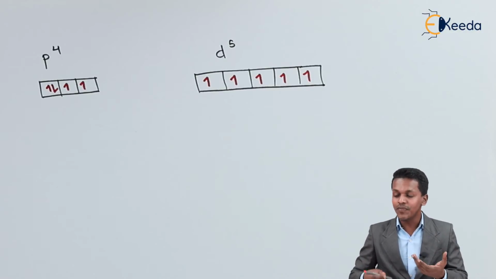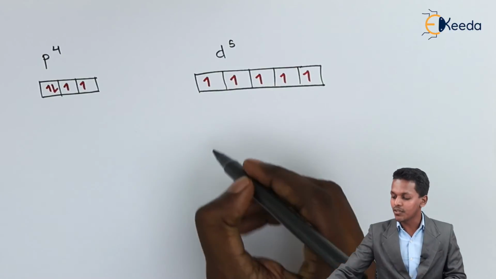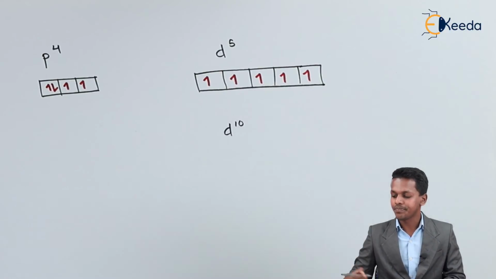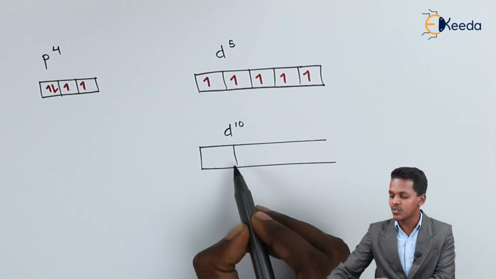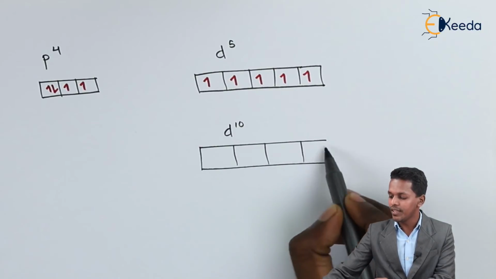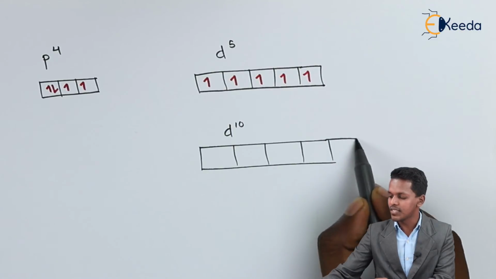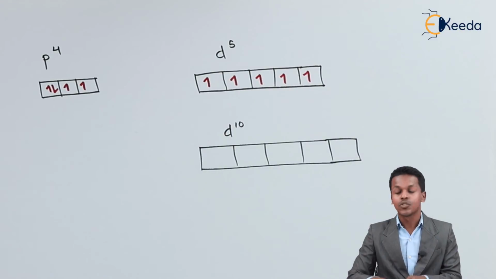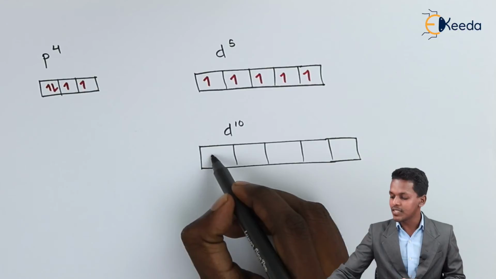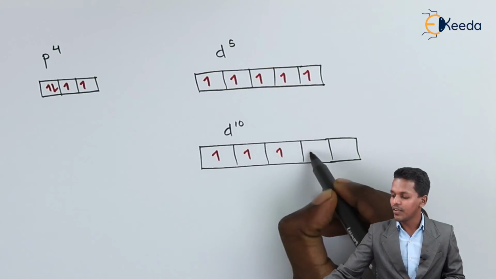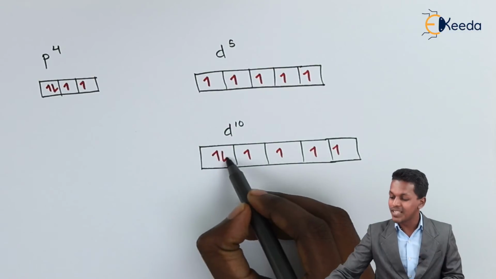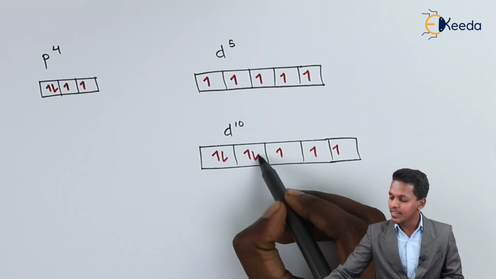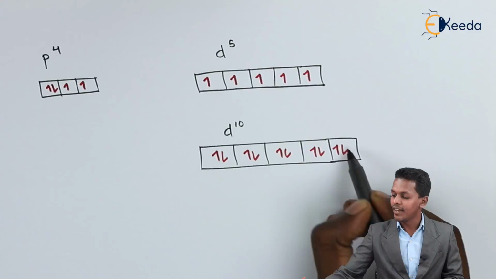Suppose we have another example, d10. As we understand, it consists of 5 orbitals: 1, 2, 3, 4, and this is the 5th one. The electrons will be filled in such a manner: 1, 2, 3, 4, 5, singly in each orbital. Then this will be the 6th, 7th, 8th, 9th, and 10th.